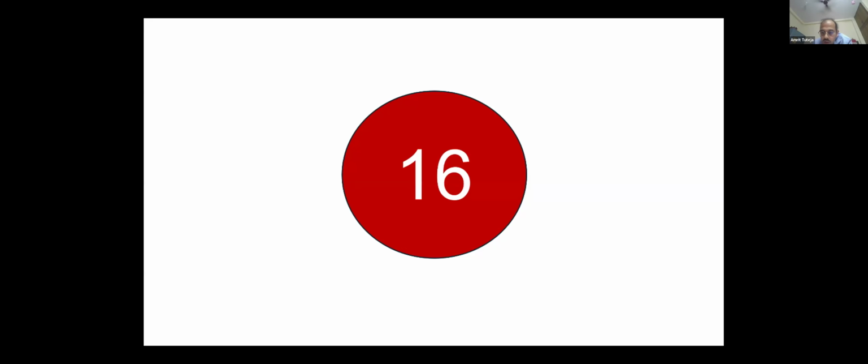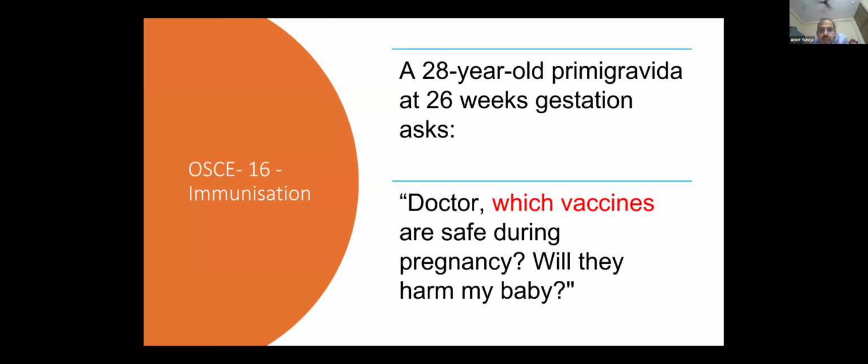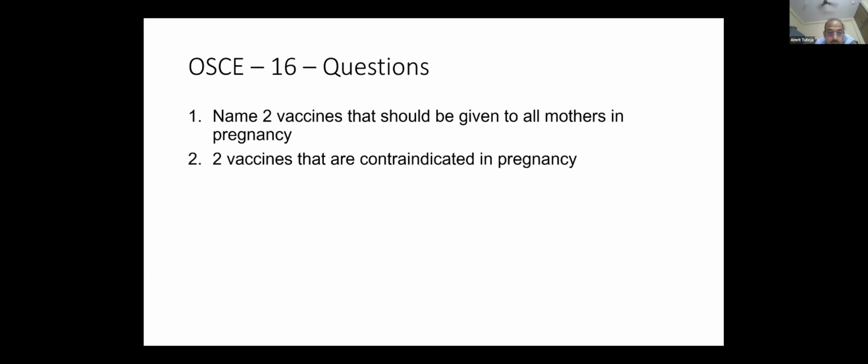Next question. So half we have finished. This is about the vaccines. Again, a simple question. This pregnancy is at 20 to 26 weeks of gestation. Which vaccines are safe in pregnancy and which vaccines will harm the pregnancy? So three questions: two vaccines that are given to all during pregnancy, two vaccines that are contraindicated in pregnancy, and what do we mean by cocoon vaccination?